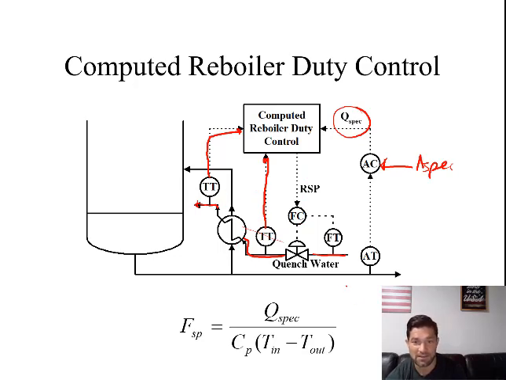So we can say that Q, the amount of heating, equals F. So Q specified equals F times Cp times delta T, so T in minus T out. And here, we can set this flow rate based on the temperatures coming in and the temperatures coming out and the specified heating rate. Okay, so the main difference here is that we require the measurement of multiple parameters to achieve better feedback control than we could achieve based on a single measurement.